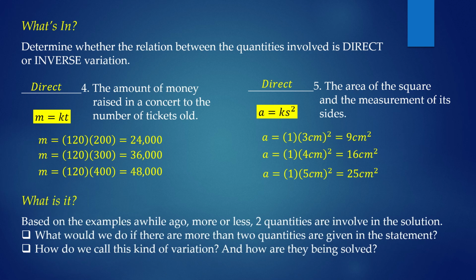Based on the examples a while ago, two quantities are involved in the solution. What would we do if there are more than 2 quantities given in the statement? How do we call this kind of variation? And how are they being solved? What if more than 2 pa ang variables or quantities nga gi-mention? So, unsay buhaton nato?